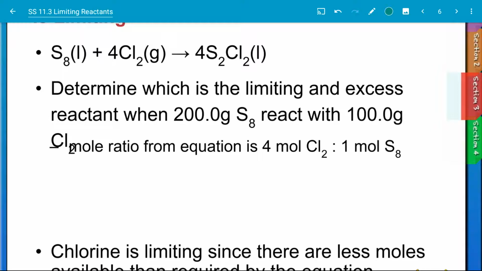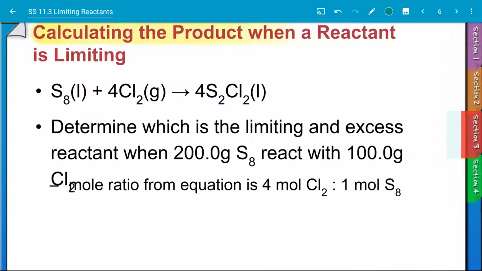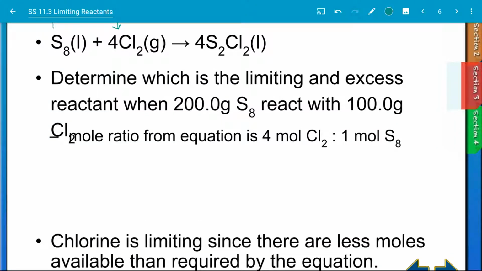To determine which is the limiting and excess reagent here, I know that for every 1 mole of sulfur, I use 4 moles of chlorine gas. It doesn't matter which one I start with. I want to show you both ways that I get the same answer. I'm just going to start with my 200 grams of sulfur first, and that's S8.